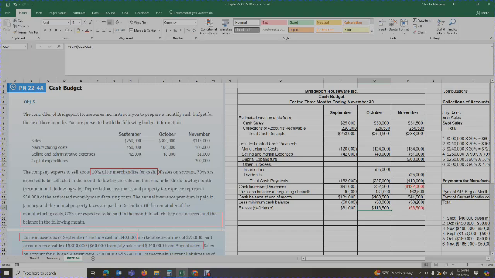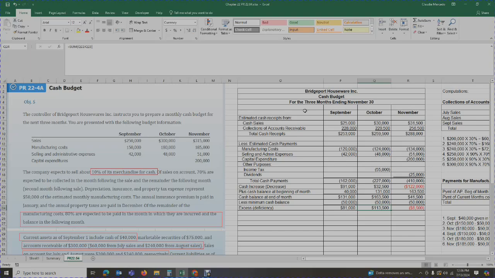We have a cash balance of $41,500. Our minimum requirement is $50,000, so we're short of that minimum requirement. We're deficient $8,500. So we are deficient in the month of November.